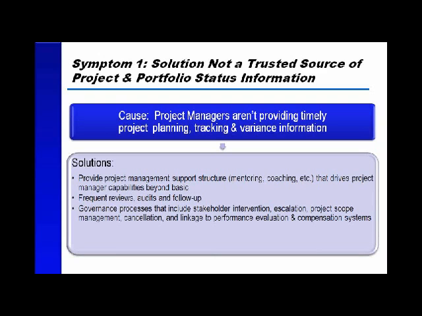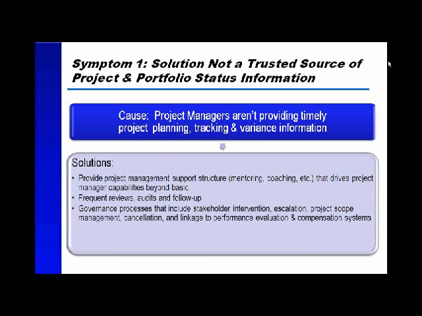The first symptom we see is a concern. We hear things like, well, we're not using it because we can't trust the information. So people don't use the enterprise project management solution because they can't trust it. Now, usually that happens because the project managers aren't providing timely project planning, tracking, and variance information. And so, the information's out there, but it's not timely. It would almost be better if there was no information out there, because when the information's out there and it's incongruous or out of sync with the reality that many people understand to be happening on the project, then there's a concern about the solution not being a trusted source of project and portfolio status information.